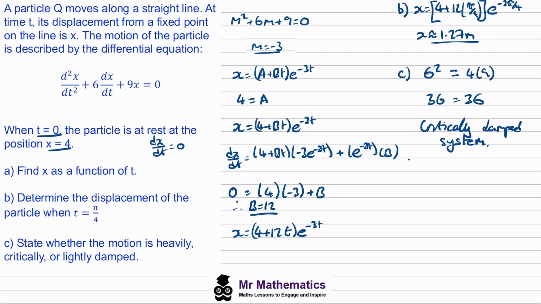So if I quickly sketch this, we'll have a displacement against time. Then we'll have a smooth curve which quickly goes to equilibrium without oscillating. And when t equals 0, we'll have 1 here, 0 here, so we'll have a displacement of 4. Okay? Let's try example 2.